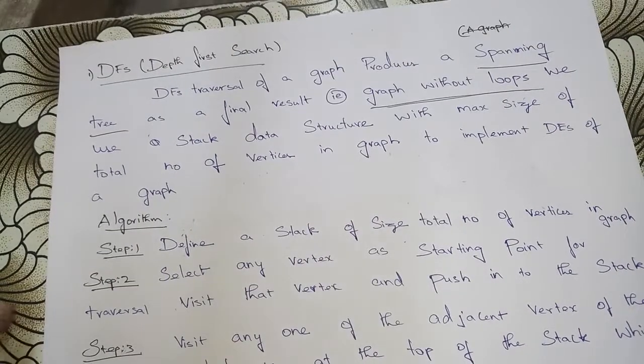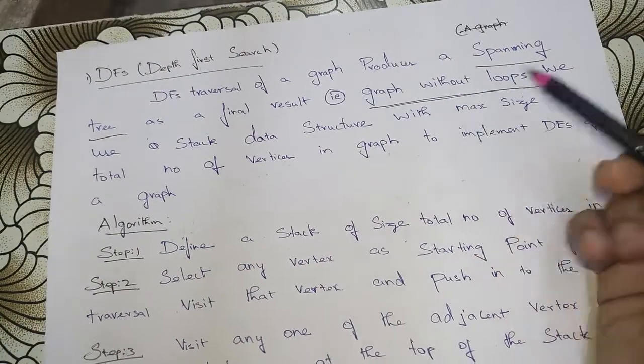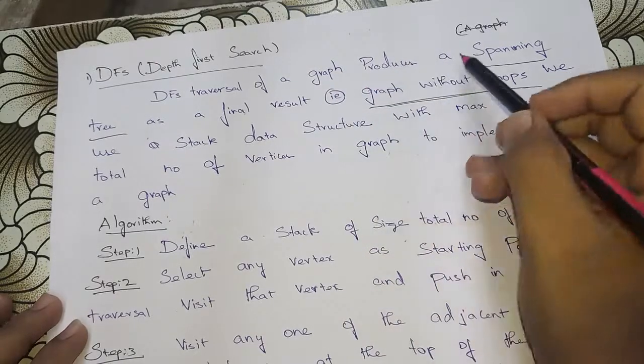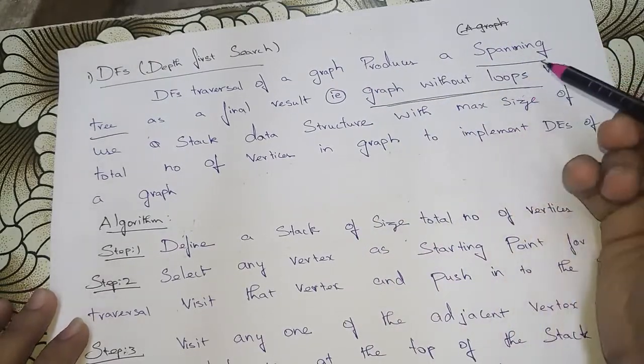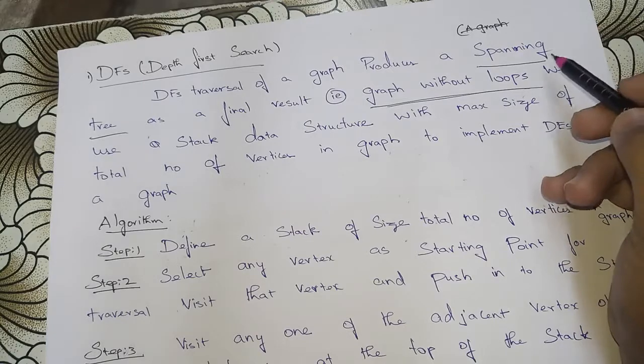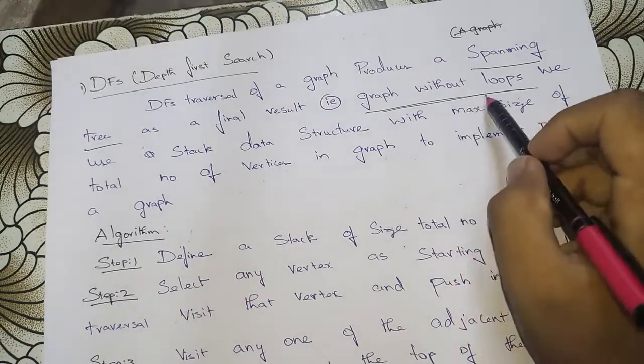Now let us see depth first search in a brief manner. The depth first search of a graph produces a spanning tree. What is meant by spanning tree? A spanning tree is a graph without loops.